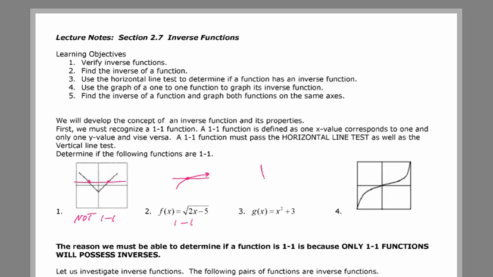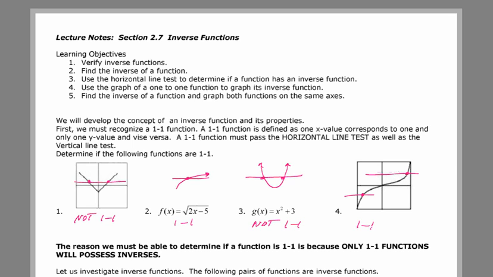The squaring shape, we should know the basic shape of that. It's a parabola. Will it pass the horizontal line test? No, it wouldn't pass the horizontal line test. And then finally, this cubing shape that I've sort of stretched out a little bit, it would pass the horizontal line test because horizontal lines will intersect at only one point.